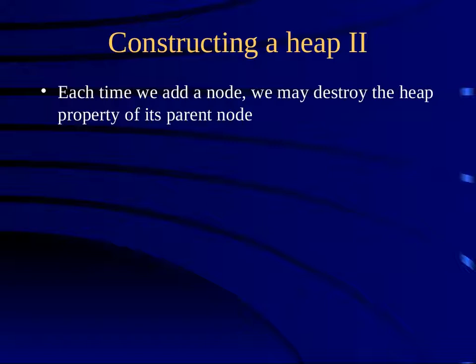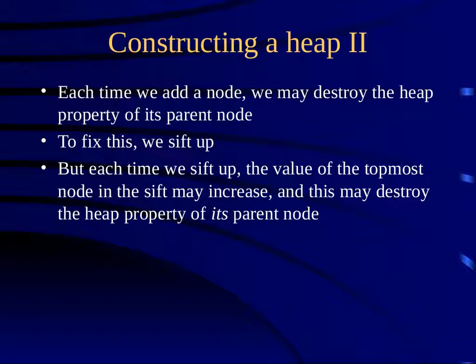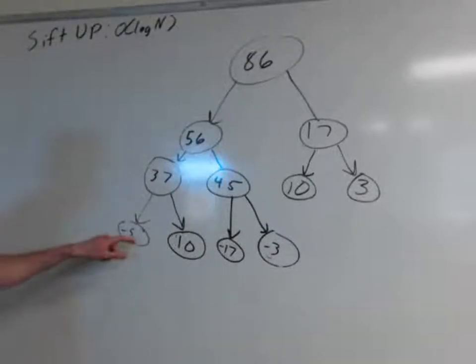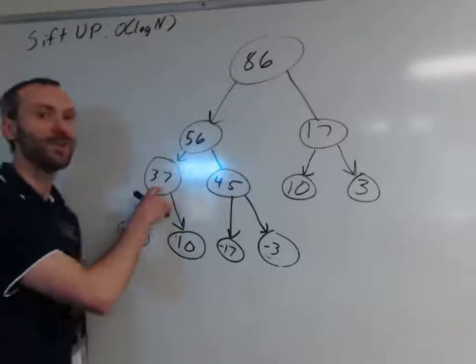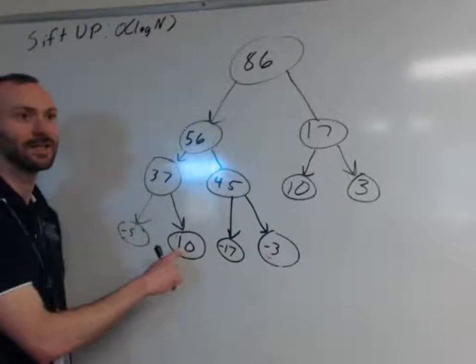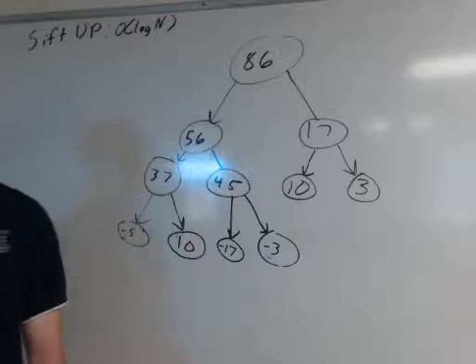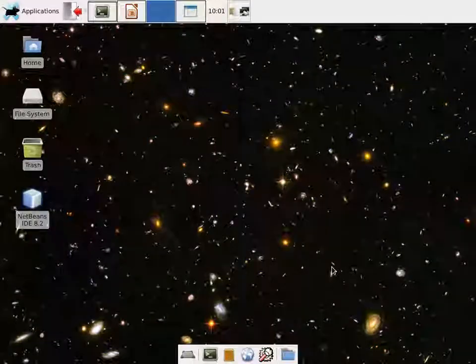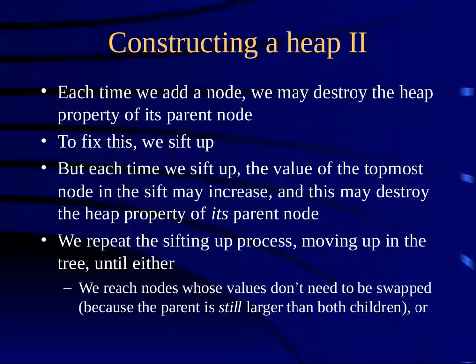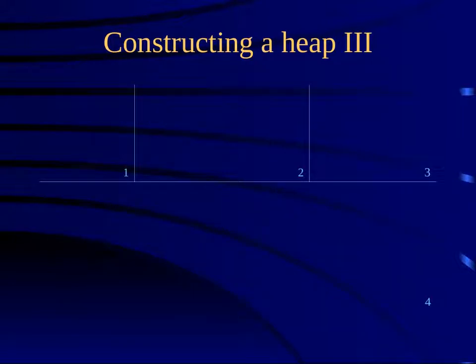Good. Each time we add a node, we may destroy the heap property of its parent node. To fix this, we sift up. But each time we sift up, the value of the topmost node of the sift may increase, and this may destroy the heap property of its parent. What's very important to understand is that every time you sift a node from the bottom up, the parent is always increasing in value. It's never decreasing, which is why everything on the other side is still okay, because you've only increased its value. So that's why we only need to keep going up. We repeat sifting up, moving up the tree until either we reach nodes that don't need to be swapped because the parent is still larger than both children, or we reach the root.